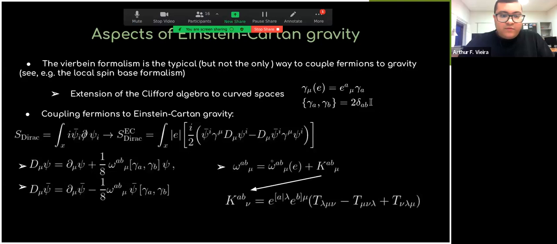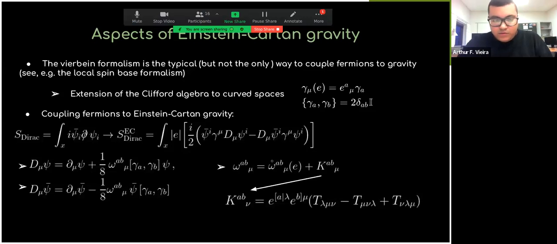Yeah, as I was saying, the Vierbein formalism is the typical, but not the only way to couple fermions to gravity. So some of you know there is the local spin-based formalism, and maybe other ones that I'm not aware of. But that's the formalism that we choose, and we stick to it. And well, the extension of the Clifford algebra to curved space is straightforward. It is given by the mapping between the Vierbein and the curved Dirac matrices. You can define the Dirac matrices on the tangent space, and the coupling of fermions to Einstein-Cartan gravity is very straightforward. So I won't spend so much time on this.